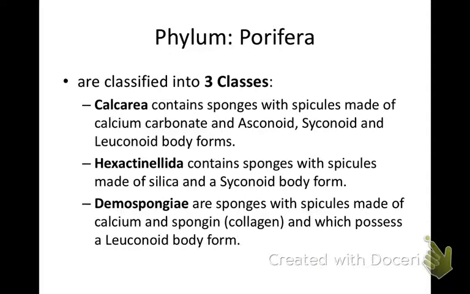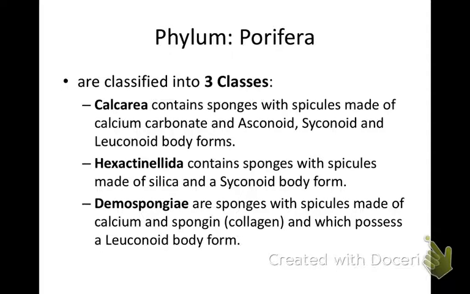So the sponges are divided into three classes. We have the Calcarea, which have spicules made up of calcium carbonate, the same material that makes up the skeleton of corals. And there are Calcarea sponges that possess all three of the body forms. So some species are asconoid, some species are syconoid, and some species are leuconoid.